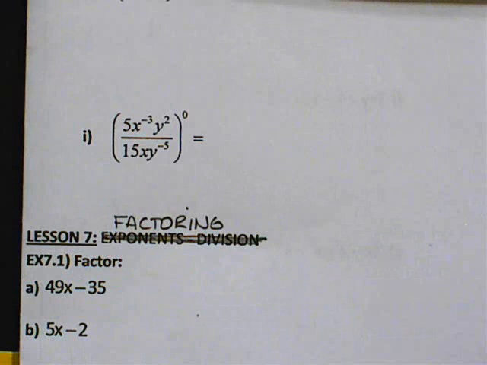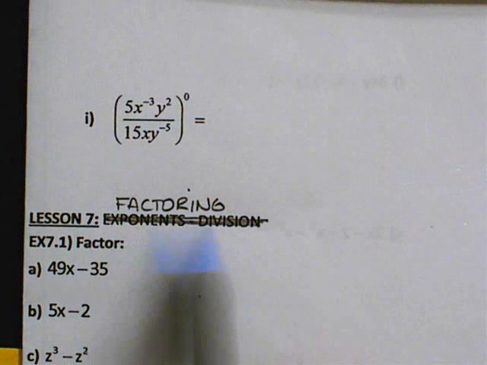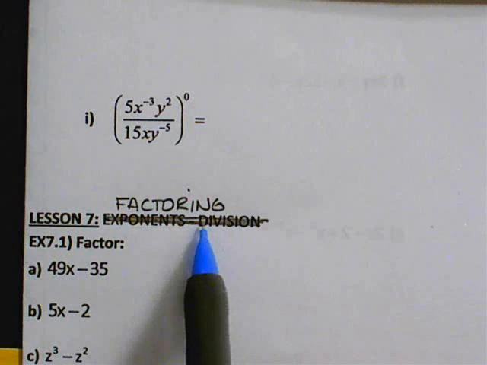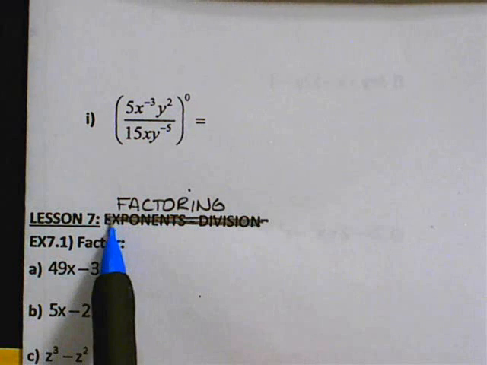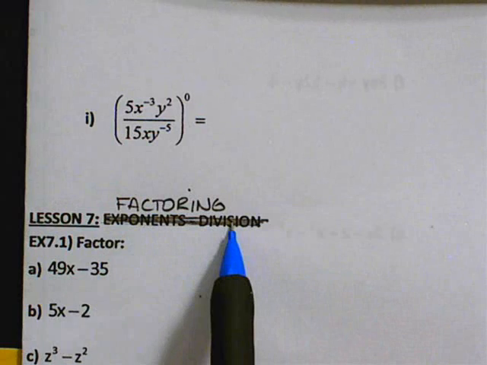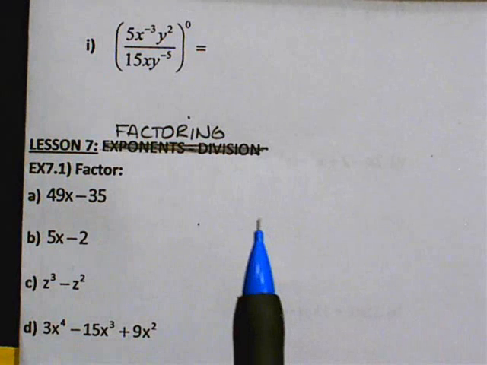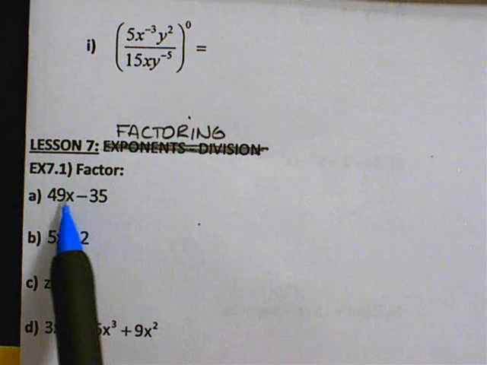This is going to be lesson number 7, and it's going to be entitled Factoring. This is found on page number 4. There's just a minor mistake. Just cross out the title and put factoring. And what factoring means is that we're going to factor out a number out of each term of the polynomial.